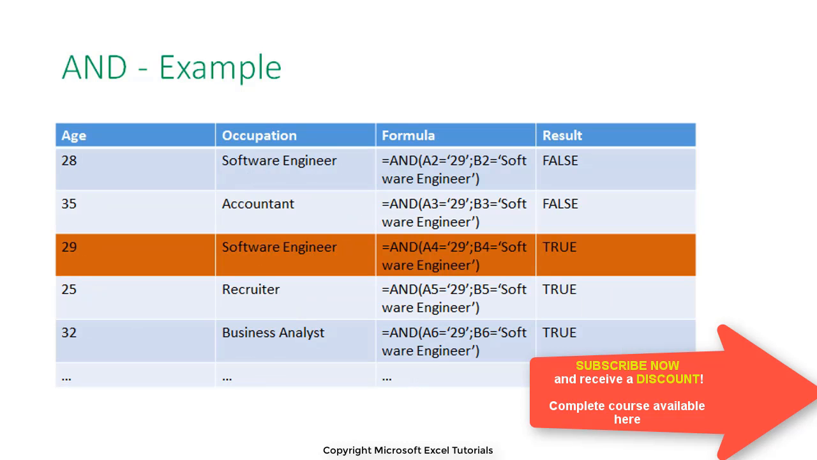Here's an example of the AND formula. Here we have two statements. One statement is that the age should be 29. The second statement is that the occupation should be software engineer. And as you can see in the third row, both statements are true, so we get the end result true. For the other rows, the statement is false, so we get the result false.